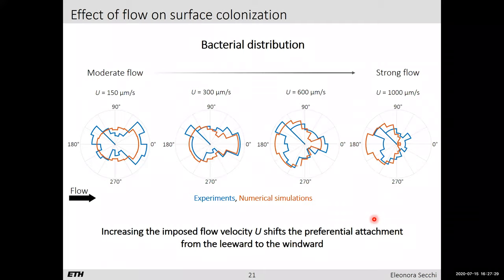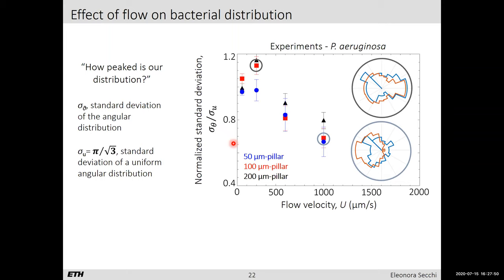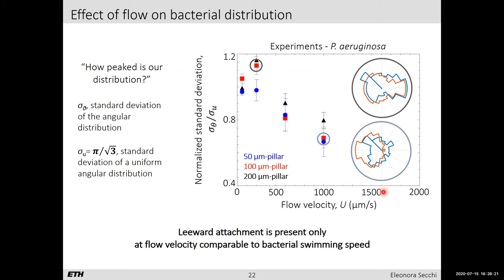So the change in the distribution of attachment of motile bacteria with flow velocity can be quantified in terms of the standard deviation of the angular distribution normalized by the standard deviation of a uniform distribution. If this normalized standard deviation is higher than one, this denotes a distribution that is skewed towards the leeward side of the pillar, as we can see here in this point. While if we have just a windward peak, then the normalized standard deviation will have a value lower than one, as we can see in this last experimental point that we could take. Again, leeward attachment is present only at flow velocities that are comparable to the bacterial swimming speed.